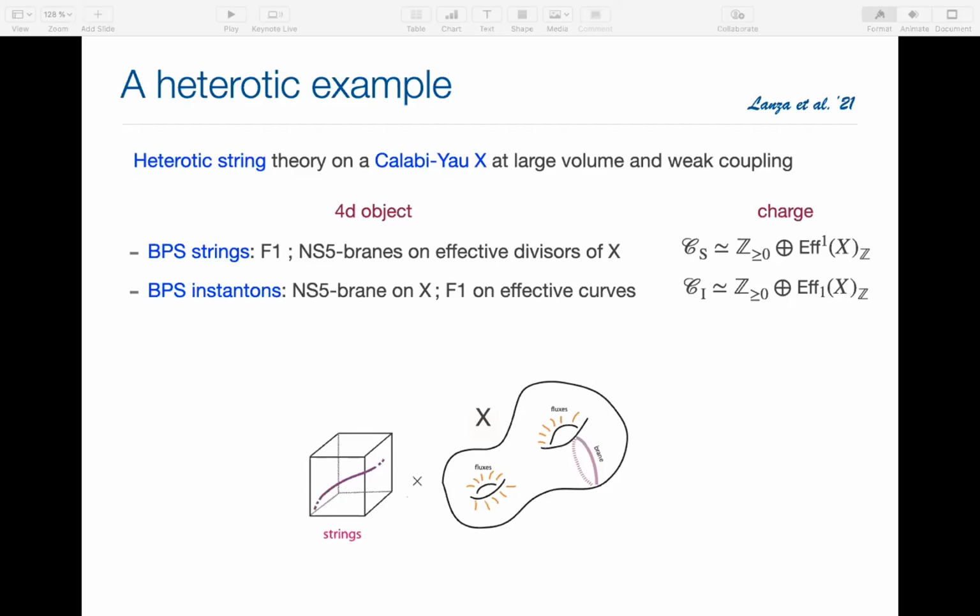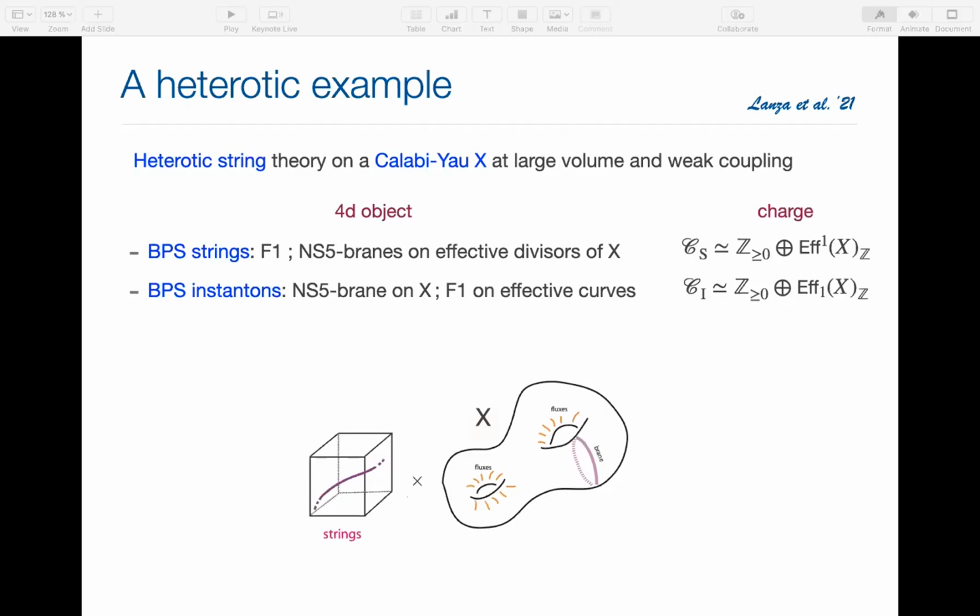So we place ourselves at large volume and weak coupling, and we consider the infinite distance limit that corresponds to partial or total decompactification, or going to zero coupling, things that we are very well acquainted with. In terms of 4-dimensional objects, we will have a bunch of BPS strings, like the fundamental string or an NS5 brane wrapped on an effective divisor. And we will also have the BPS instantons breaking the associated shift symmetries, like an NS5 brane on the full Calabi-Yau, or fundamental strings, worldsheet instantons on effective curves.